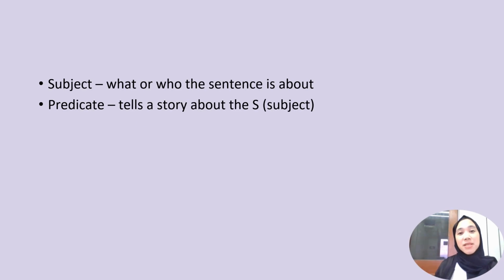Okay, so in every sentence there must be a subject and also a predicate. A subject is what or who the sentence is about. Whenever you want to find a subject in a sentence, ask yourself, what is the sentence about or who is the sentence about? For example, Sarah is shy. So who is this sentence about? It's about Sarah. So Sarah is the subject.